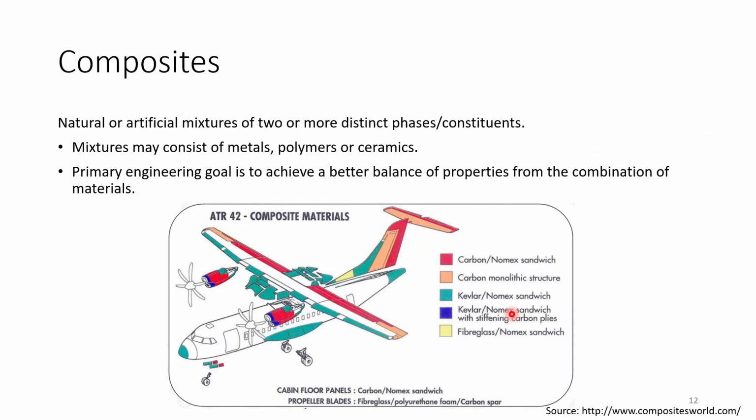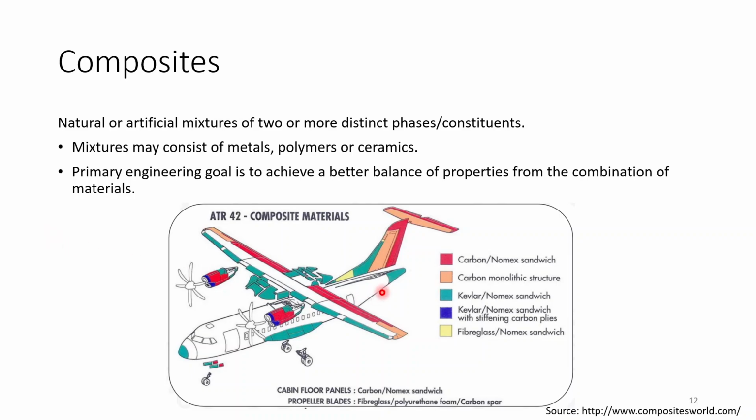Now we'll go through some lecture notes. Firstly, what are composites? These are natural or artificial mixtures of two or more distinct phases or constituents, and these mixtures may consist of metals, polymers or ceramics. The primary engineering goal is to achieve a better balance of properties from the combination of materials.